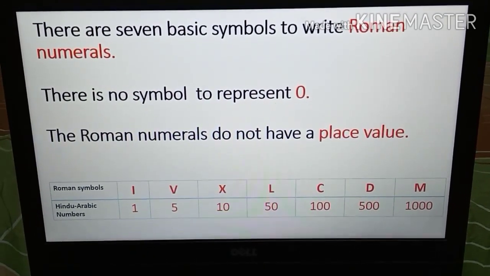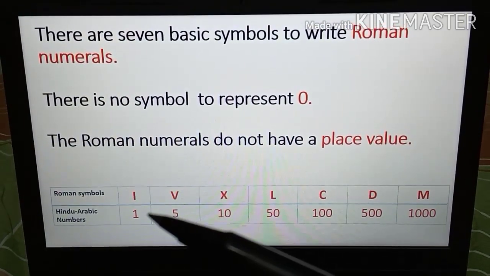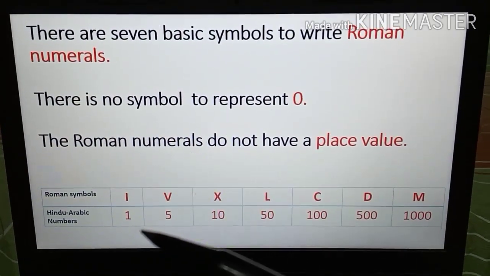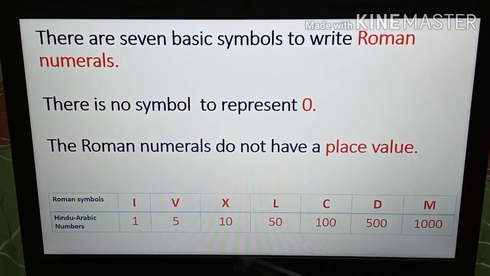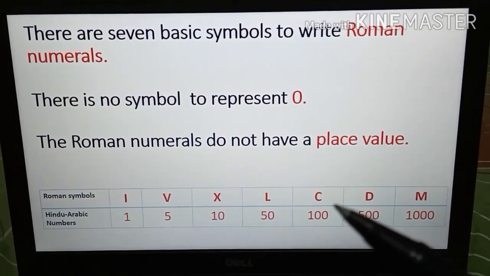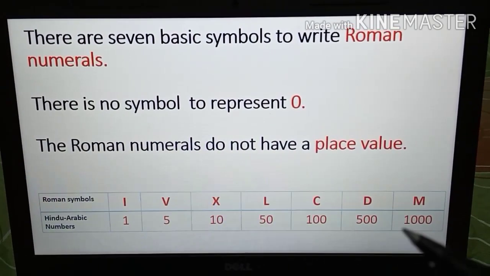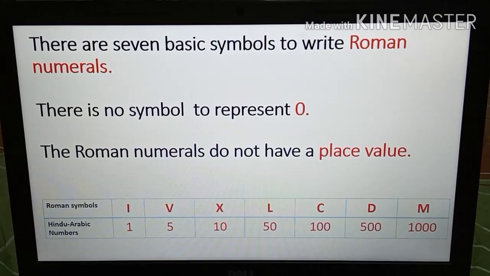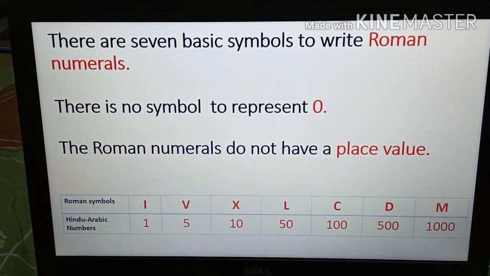Now we come to this table. In our last video also I explained this to you. In the Roman symbols, capital I represents number 1, capital V represents 5, capital X represents 10, capital L represents 50, capital C represents 100, capital D represents 500 and capital M represents 1000. So these are the basic 7 symbols. By using these symbols only, we write Roman numerals.